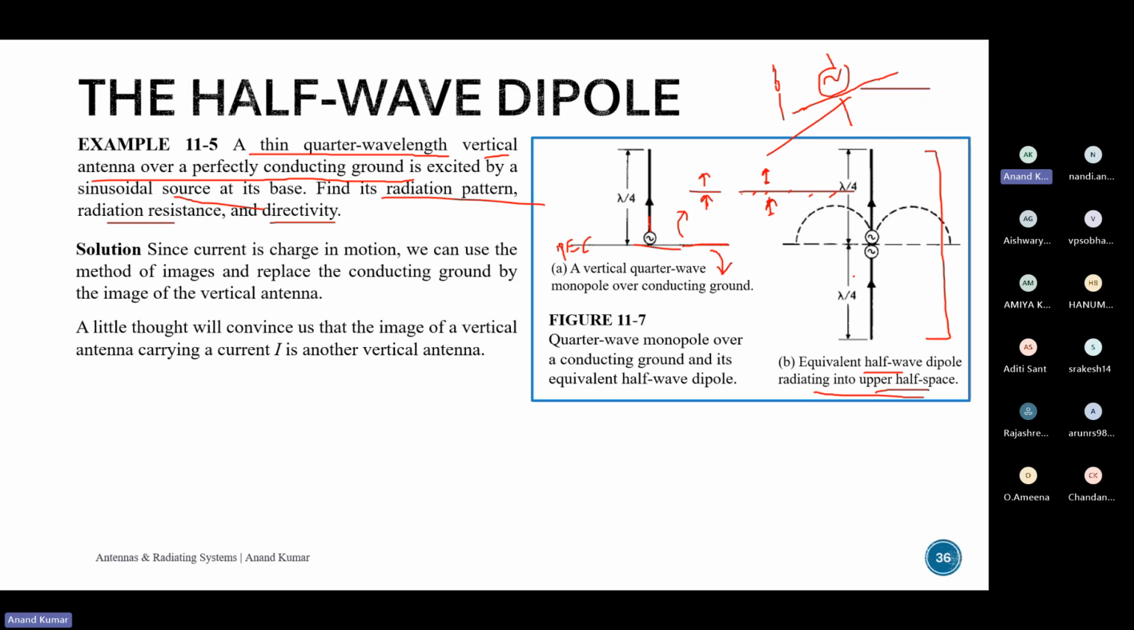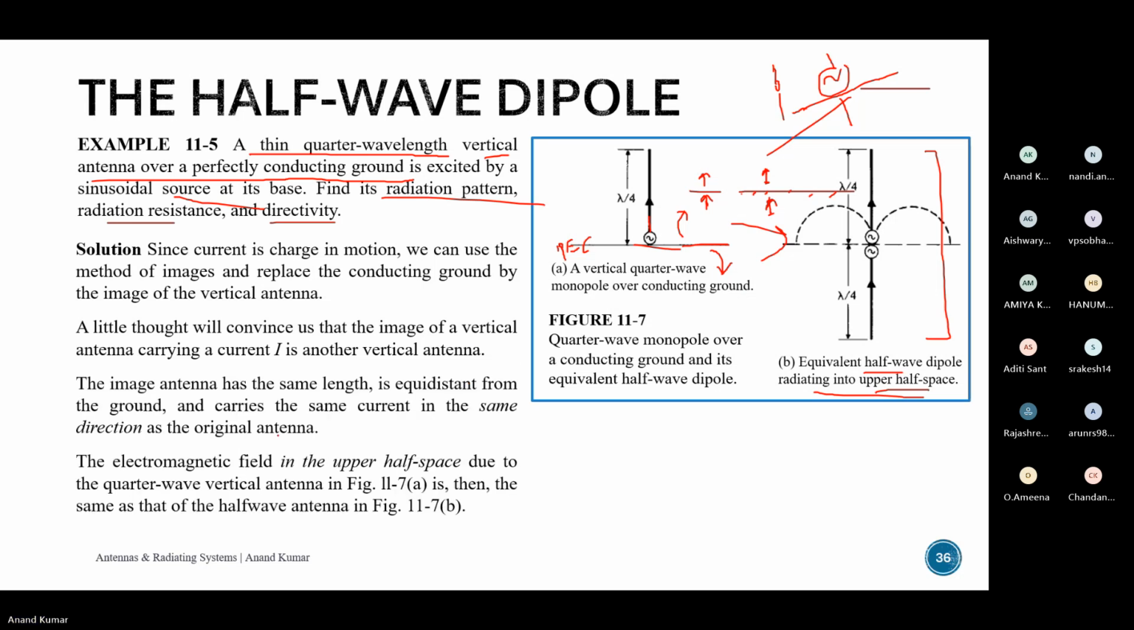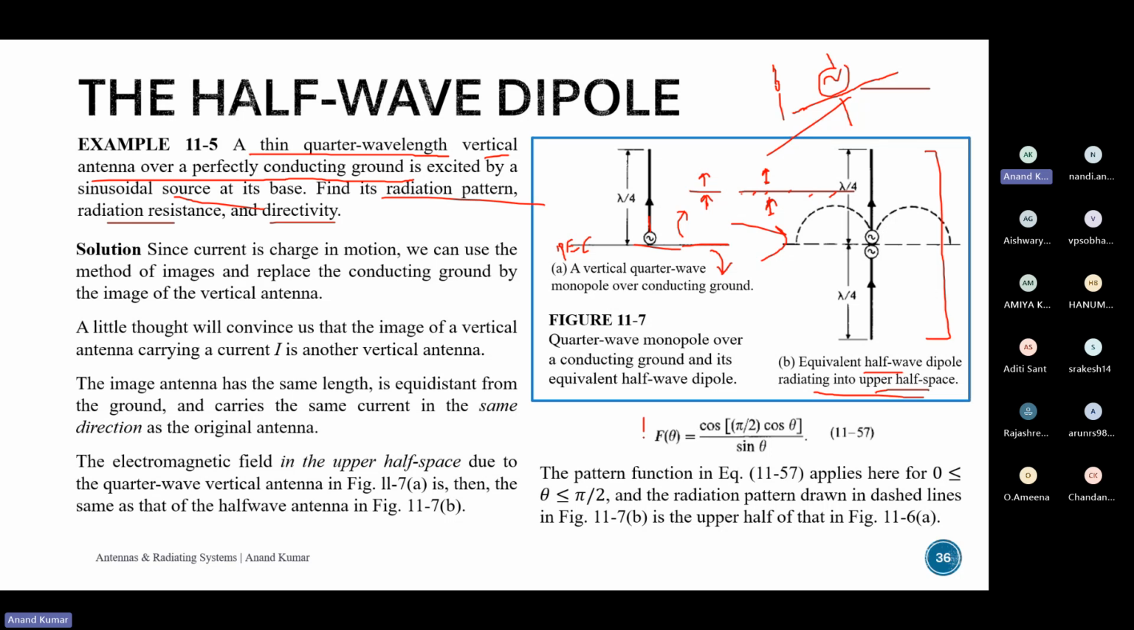Now, once we have changed this figure to this figure, we can use all the expressions that we derived in the previous slides, and we can directly use the pattern function that we had for the half dipole. Sorry about that. We can use this pattern function, but make sure that we draw the pattern function only on the upper half of the PEC. So we've got the radiation pattern.